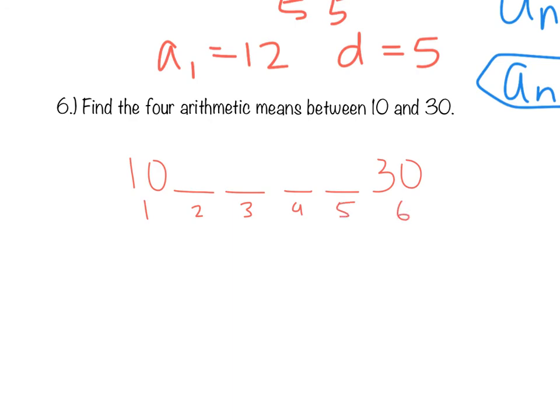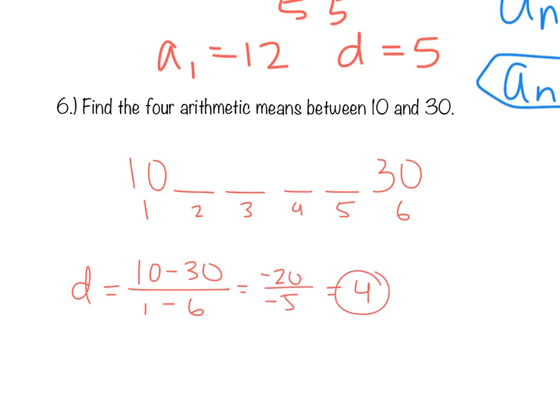You would subtract the terms, 10 minus 30, over the term numbers, 1 minus 6, and this will get you the common difference. D equals the difference in terms over the difference in the term numbers. You end up getting negative 20 over negative 5, which is 4. So our D value is 4, so I just add 4 every time. 14, 18, 22, 26, and the last term would make that 30. So there's our 4 arithmetic means.